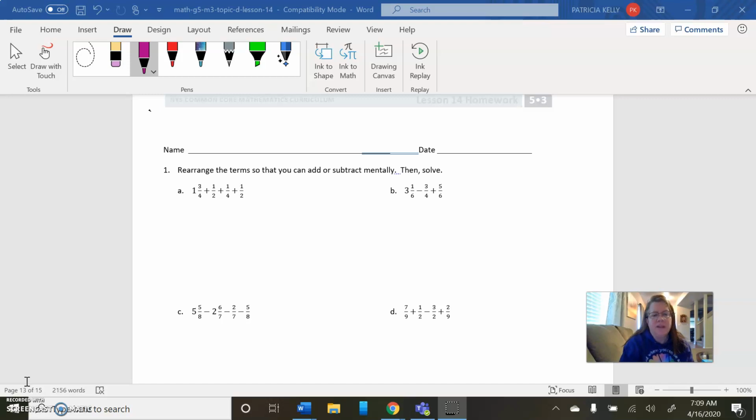Look at number 1. Number 1 says 1 3/4 plus 1/2 plus 1/4 plus 1/2. Now, there are some fractions that have a common denominator, right? And when we add or subtract fractions, we know we always have to have a common denominator, okay? So, let's take a look at the ones that have a common denominator. First, if I look at 1 3/4 and 1/4, those have a common denominator. And then if I look at 1/2 and 1/2, well, those are the same, so we know those have a common denominator. So let's start with 1/2 and 1/2.